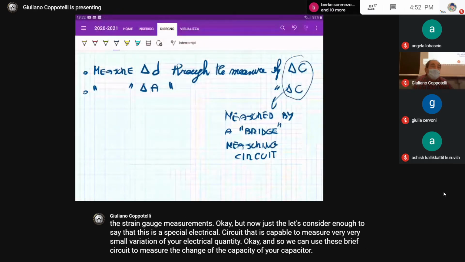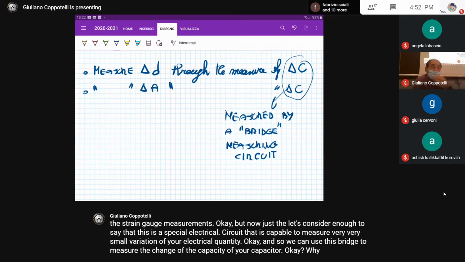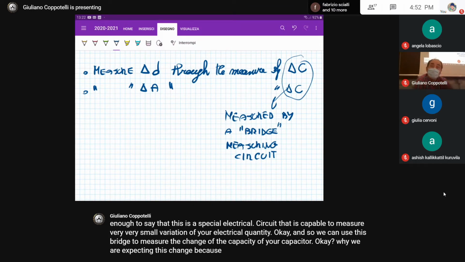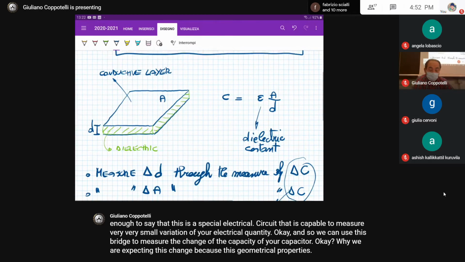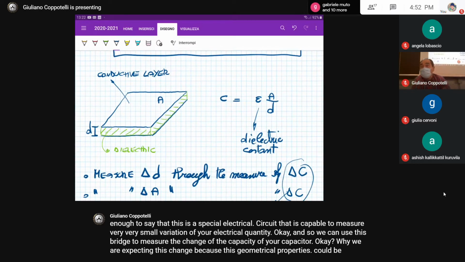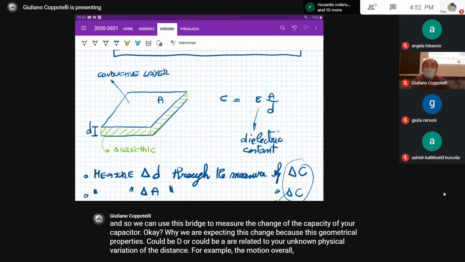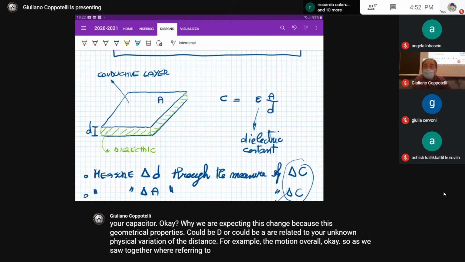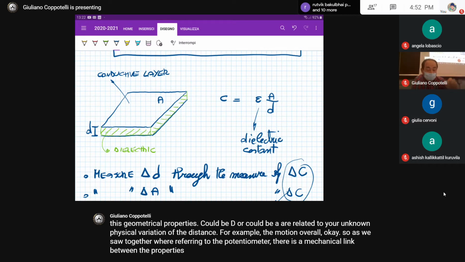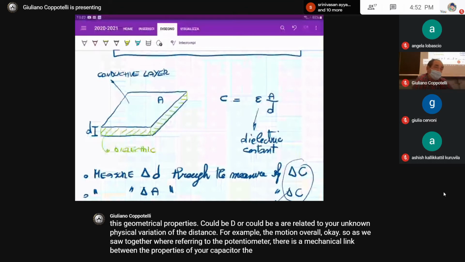Okay, why are we expecting this change? Because these geometrical properties, could be D or could be A, are related to your unknown physical variation of the distance, for example, the motion or whatever. Okay, so as we saw together when referring to the potentiometer, there is a mechanical link between the properties of your capacitor, D or A, and the actual motion.